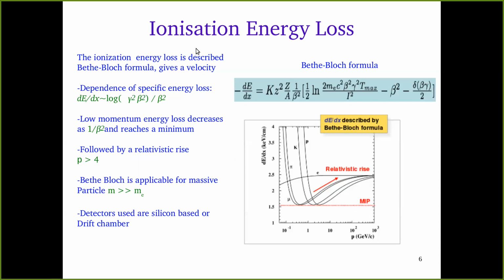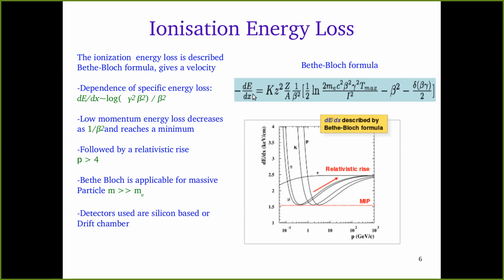First of all, this Bethe-Bloch formula is only applicable for heavier particles. And you know, the electron mass is very small. So the ionization loss, or energy loss by electrons, is almost insignificant. They mostly lose energy via Bremsstrahlung radiation. So the Bethe-Bloch formula is not very much applicable for electrons.